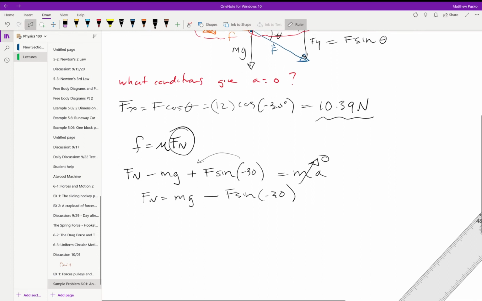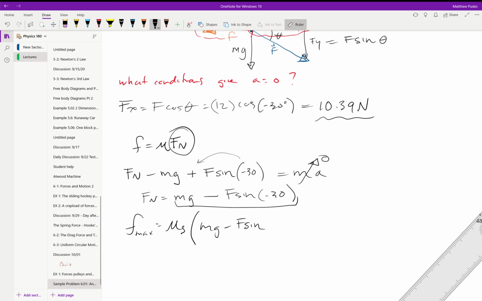Alright, we can plug in our frictional force now, and let's use the mu sub s. So the frictional force max would be using the static coefficient, and then we can throw this term that we just found in here, mg minus f sine of negative 30 degrees. And what we get is a much larger force, 59.08 newtons. And we can compare these two.